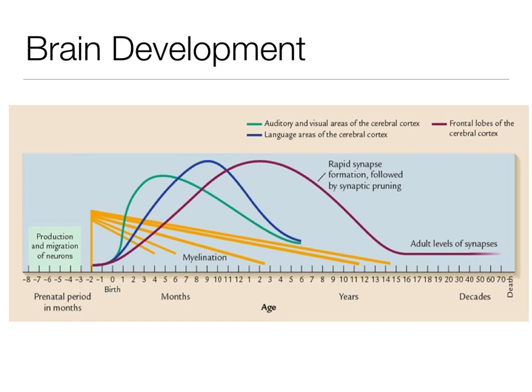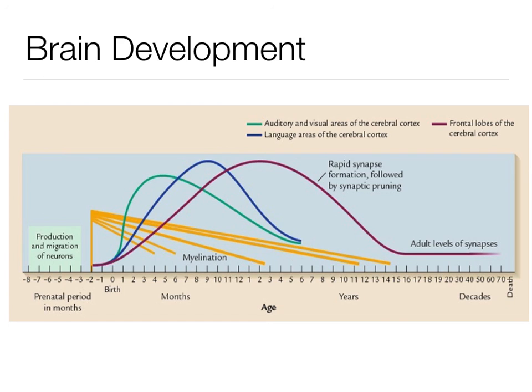So the green line is where we see audio and visual areas of the brain developing. We see that happening really early on, especially the auditory stuff. We see a pretty adult-like auditory understanding and our sensory abilities at birth. In fact, fetuses can hear in utero, and they can actually learn things through auditory information in utero.